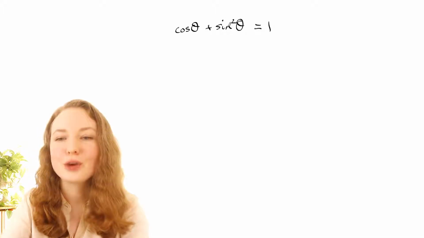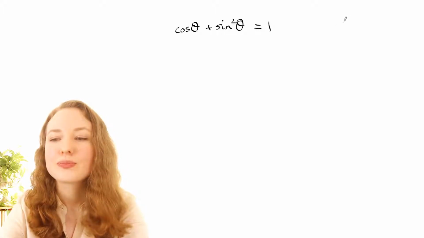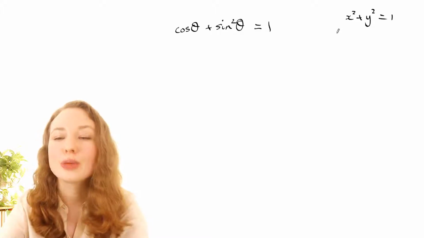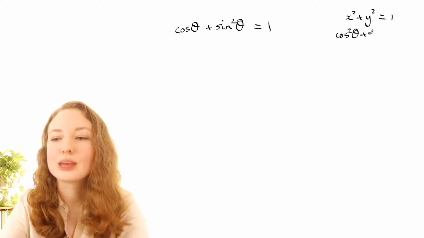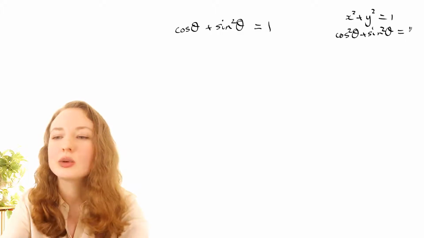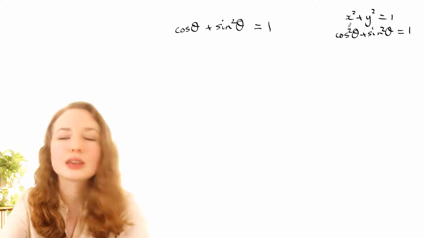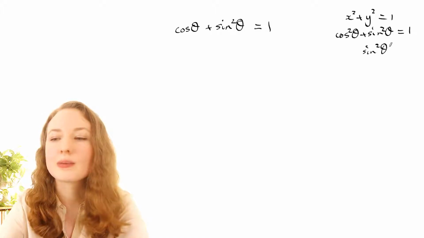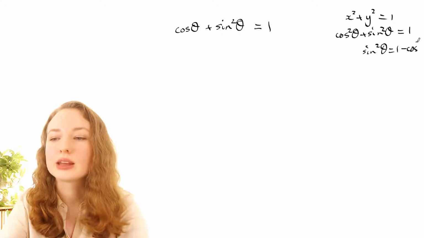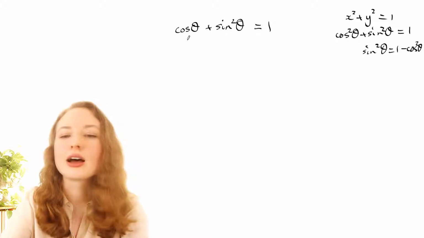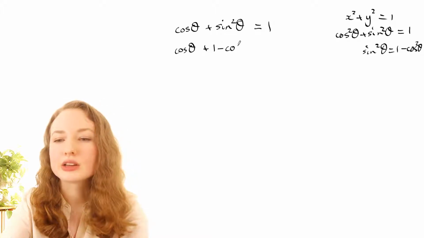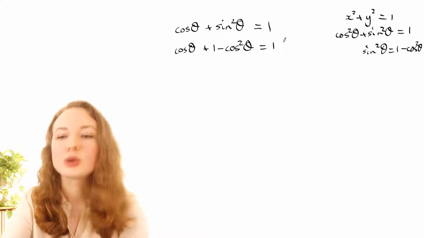So if you remember, from x² + y² = 1 being the equation of the unit circle, from that you can get cos²θ + sin²θ = 1, and then if you move the cos²θ over the other side, you would get sin²θ is 1 - cos²θ. So you can sub that in there and get cos θ + 1 - cos²θ = 1.